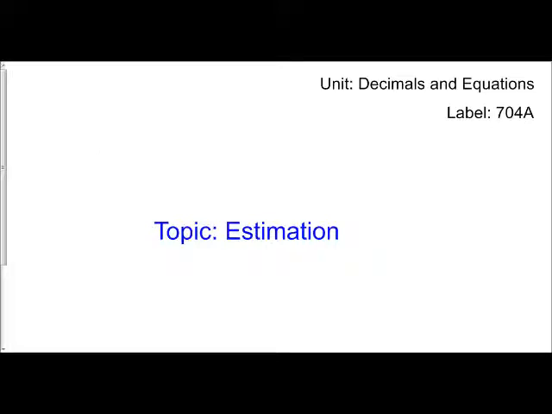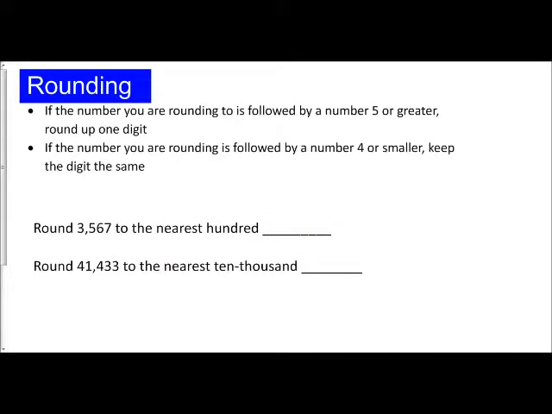In this video, we will discuss estimation. Lots of times when we estimate, we round. Remember, if we're rounding, if the number you're rounding to is followed by a number 5 or greater, you're going to round up. And if the number you're rounding to is followed by 4 or smaller, you keep it the same. So in this example, 3,567, I want to round it to the nearest hundred.